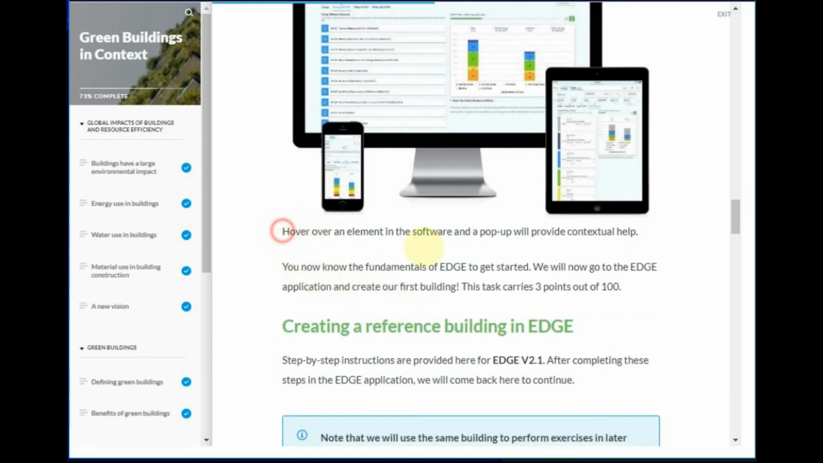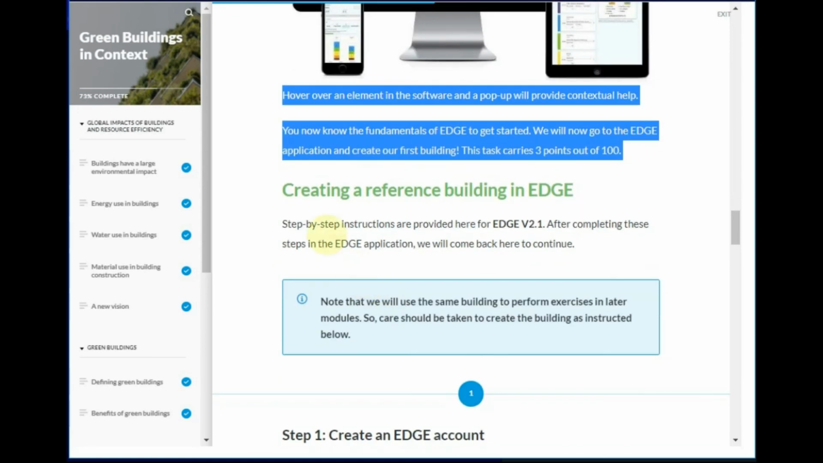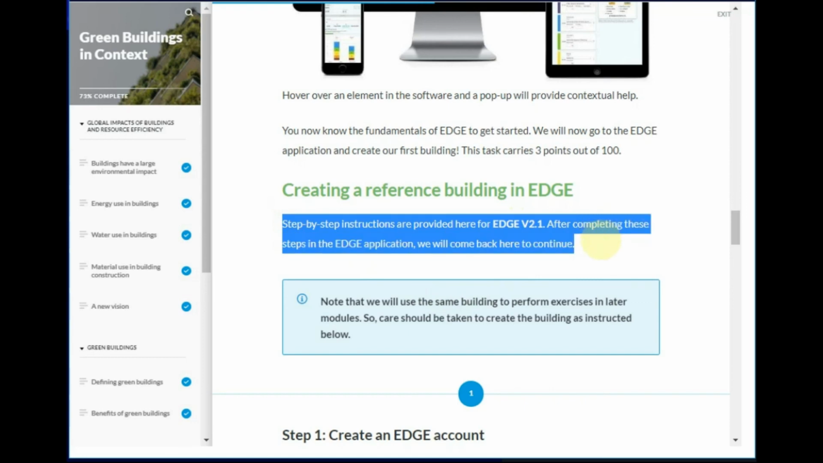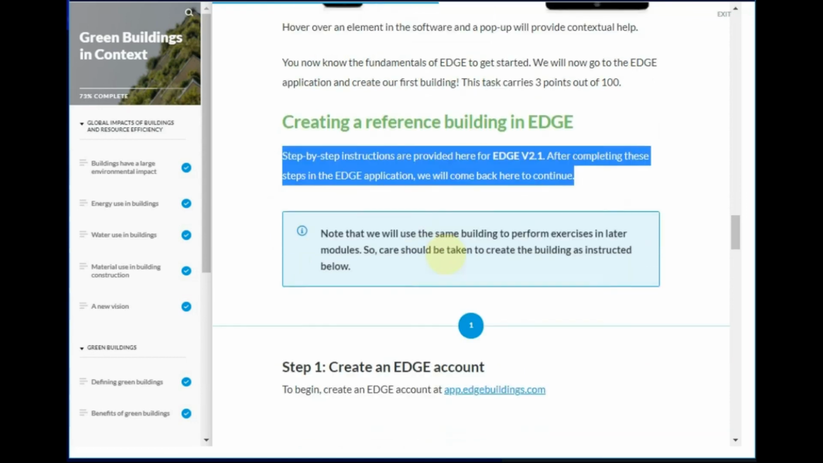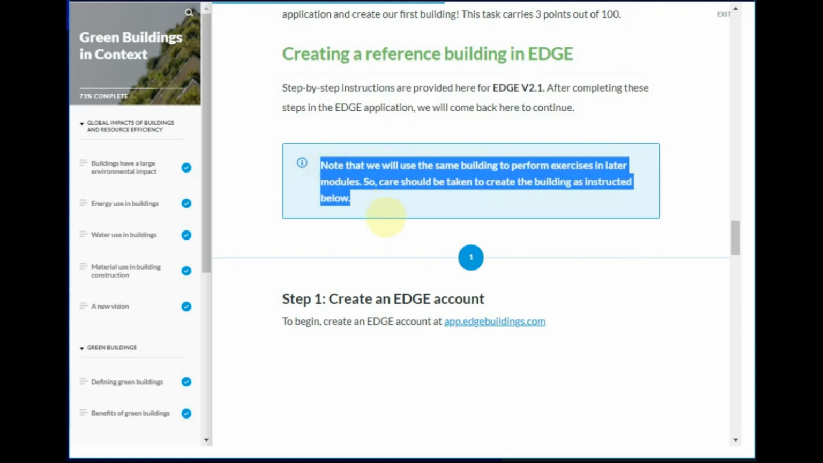Creating a reference building in EDGE. Step-by-step instructions are provided here for EDGE v2.1. After completing these steps in the EDGE application, we will come back here to continue. Note that we will use the same building to perform exercises in later modules. So, care should be taken to create the building as instructed below.